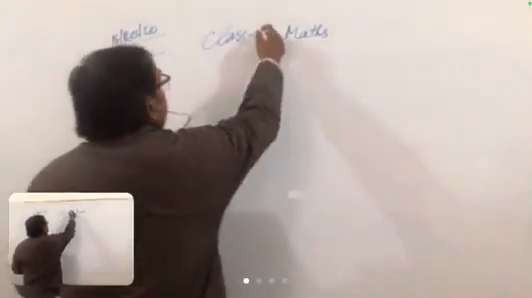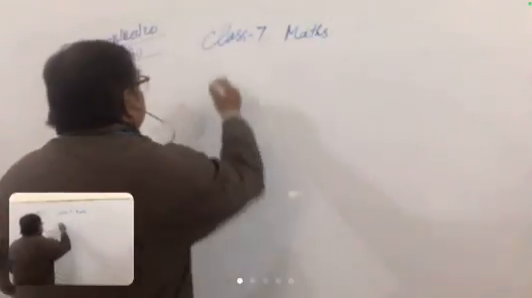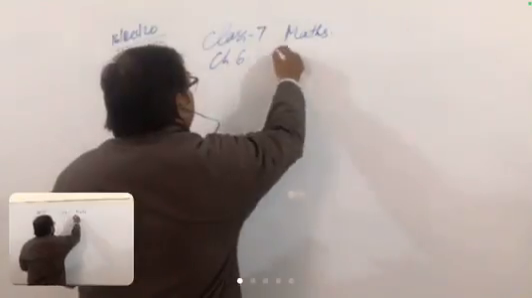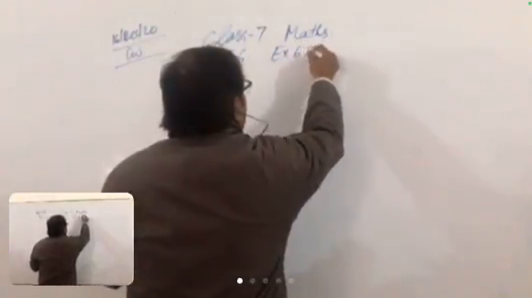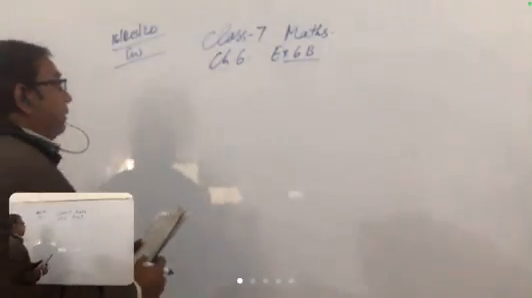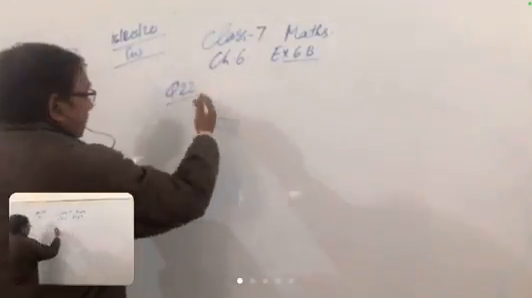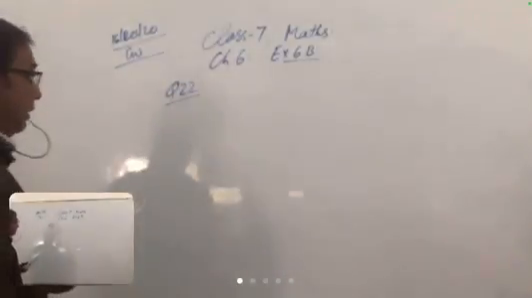So, class 7 maths, chapter number 6, and we continue with exercise 6B. There was some problem in question number 22 in the previous class, so I want to solve question number 22 once again. Everyone must do the correction in the same.